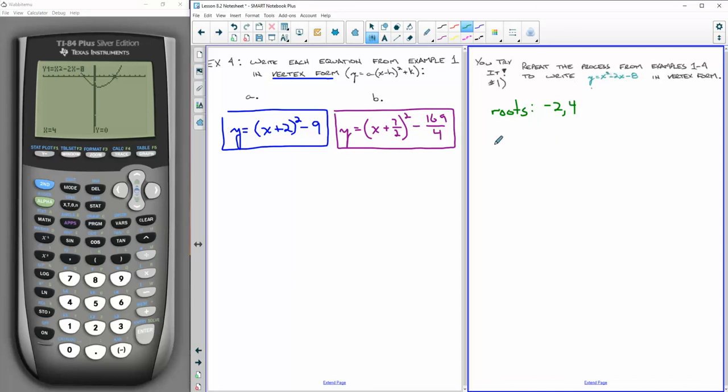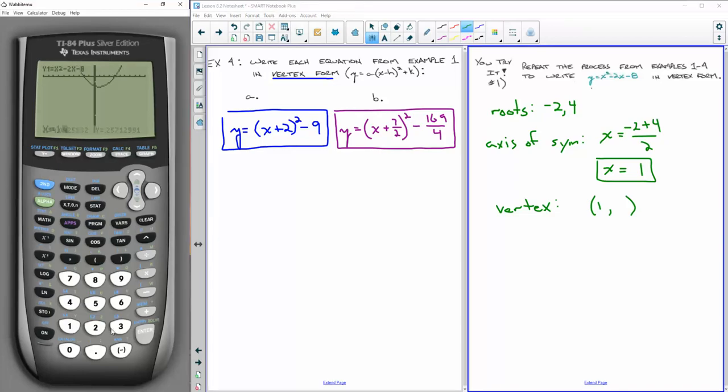Okay. Axis of symmetry. It's going to be x equals -2 plus 4 divided by 2, which is 2 over 2, or 1. X equals 1. So that's that vertical line running right through there. All right, next we need to find the vertex. We know that the vertex is at 1 something. Let's just trace this and find out. 1 and -9.